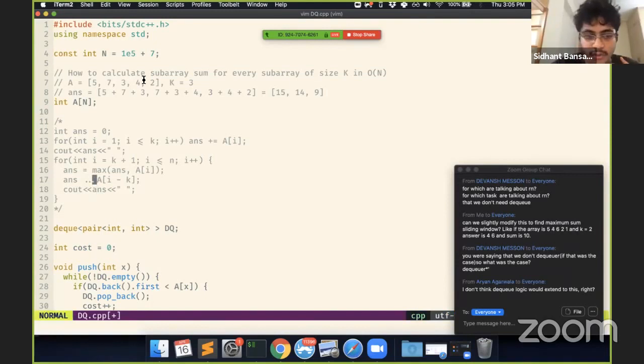Yeah, the DQ logic won't extend. And it's an overkill also, to be honest. You might be able to extend it, but you wouldn't want to go through such a painful path for the problem, because it's a very simple problem in the first place.